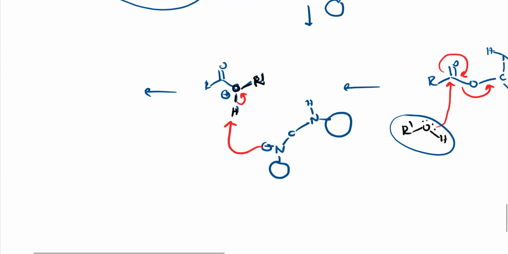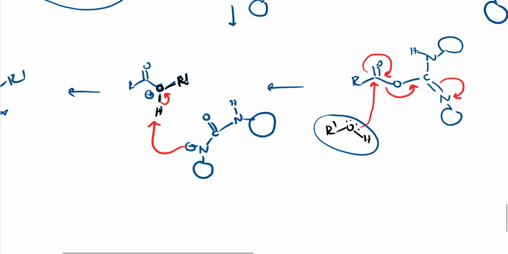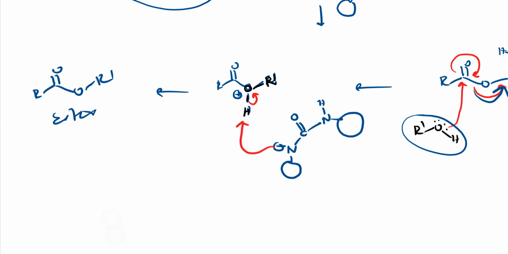I'll get this one, RCOOR'. Here I got the ester. Along with it, I'll get the remaining part. This DCC was there, and now it has converted to dicyclohexyl urea. It converts like this because oxygen is there. I didn't show the double bond O earlier because this oxygen breaks, so the double bond O is there. So I will get this urea, dicyclohexyl urea.